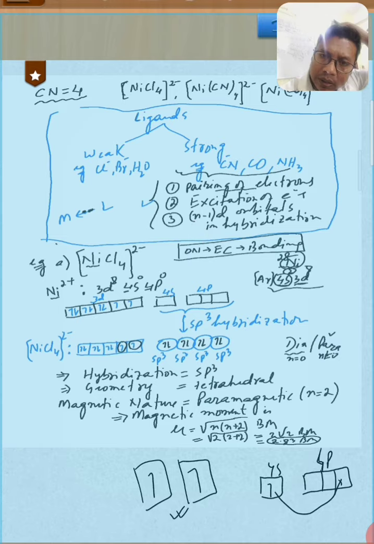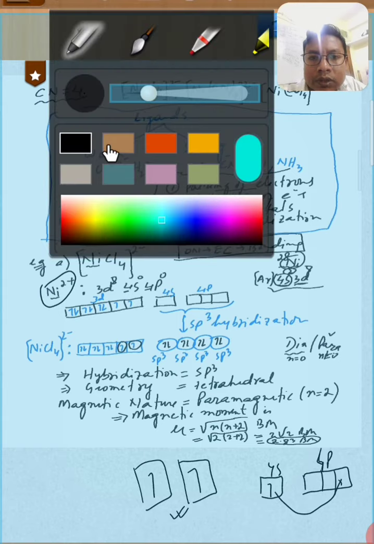In fact, I am making these functions on my own so that we can explain the valence bond theory very easily with the help of these functions. So now let us go through this hybridization process. [NiCl4]2- has an oxidation state of +2 for nickel. So let me change the color.